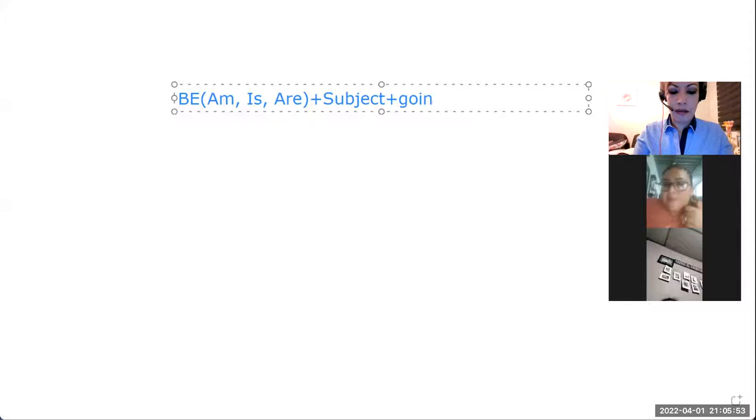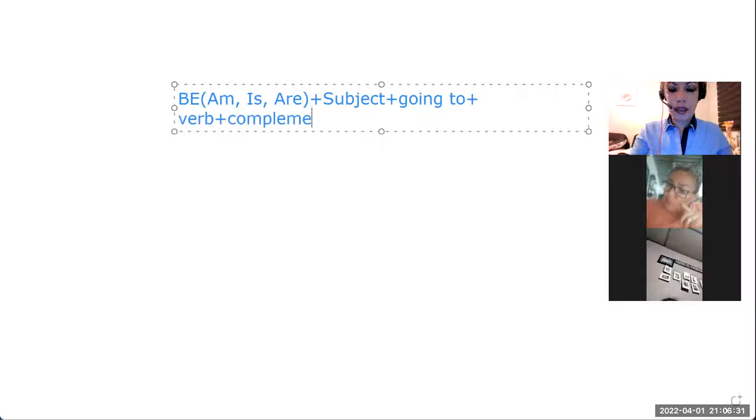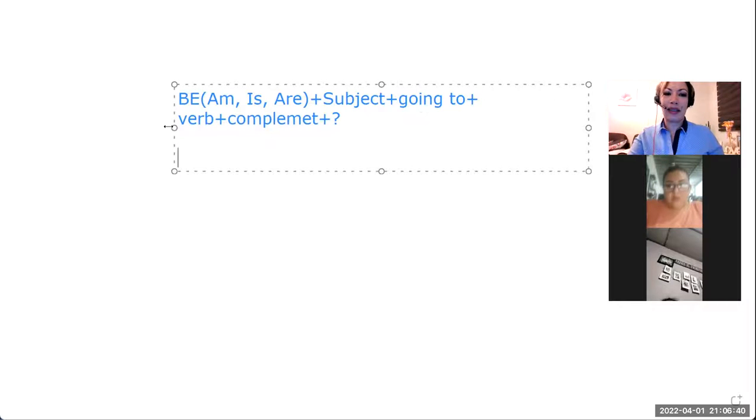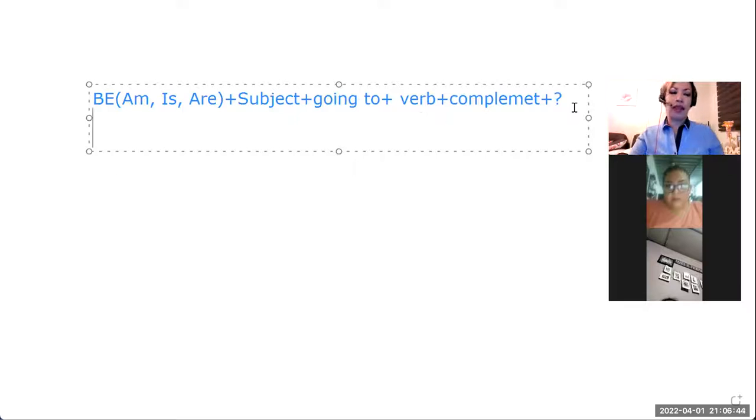Se dice sujeto, ¿cómo se pronuncia? Subject. Ajá, excelente, subject. El going to, y después de going to, ¿qué ponemos? El verbo. Do. Después de going to, el verbo en forma infinitiva, ¿verdad? No lo vamos a conjugar. Y luego del verbo, ¿qué iría? Complement. ¿Y después del complement? Cierro la pregunta con el signo. Yes, exactly. Entonces, las yes no questions se caracterizan porque puede ser una respuesta corta y siempre vamos a empezar diciendo yes or no. That's why they are called yes no questions.